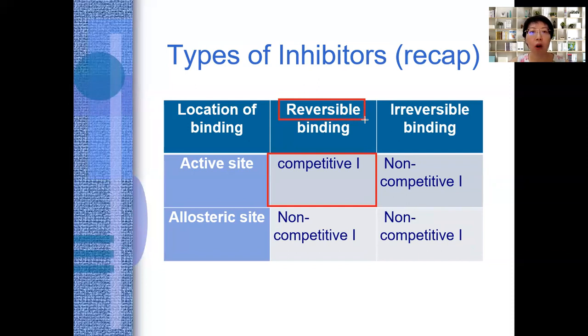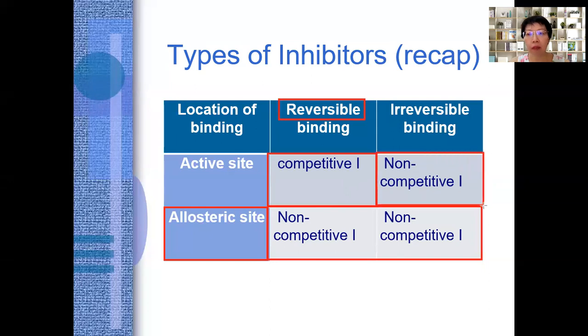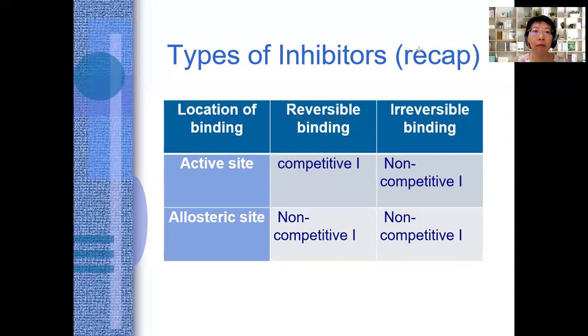But for non-competitive inhibitor, majority of them bind to the allosteric site. But there's one type that will bind to the active site and it binds irreversibly. So the substrate cannot compete with the inhibitor for the active site because the inhibitor already bound permanently there.